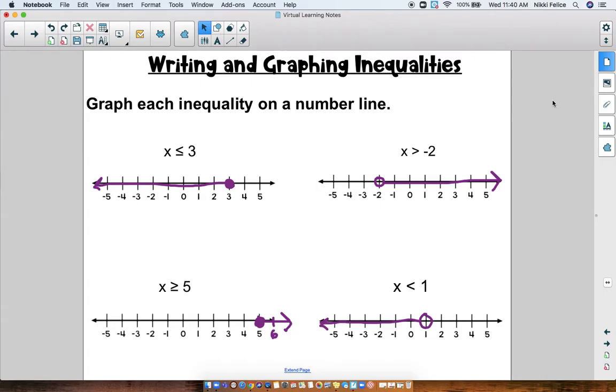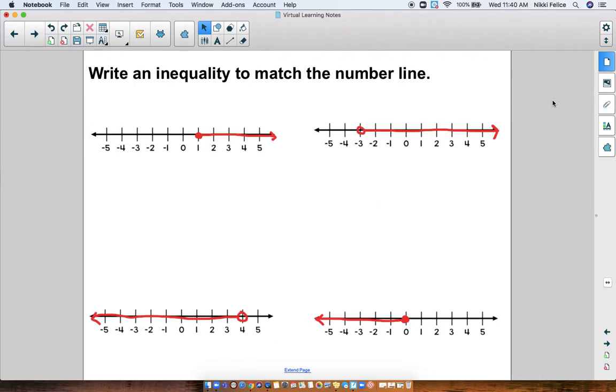Now let's go backwards. I'm giving you the number line. You need to tell me what's the inequality that goes with that. So we're going to write an inequality to match the number line. Well, how should we start? I know there's going to be an x. That's going to be all my solutions. Now, my magic number in this problem is 1 because that's where the circle is. So now I just need to figure out what symbol goes here.